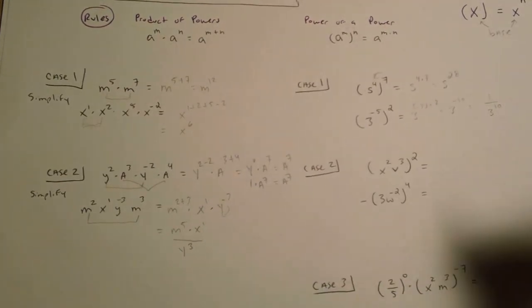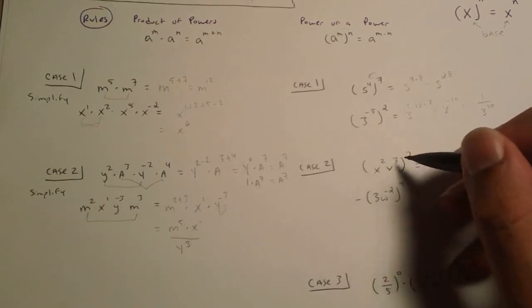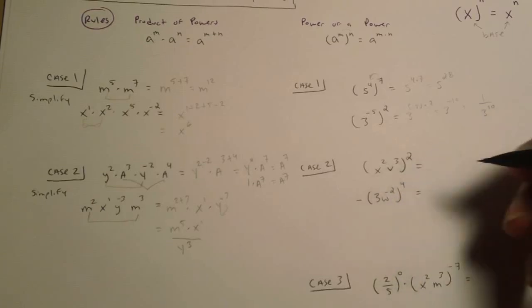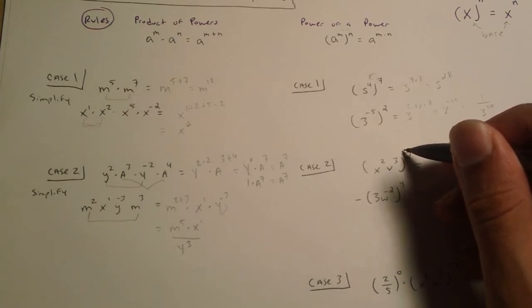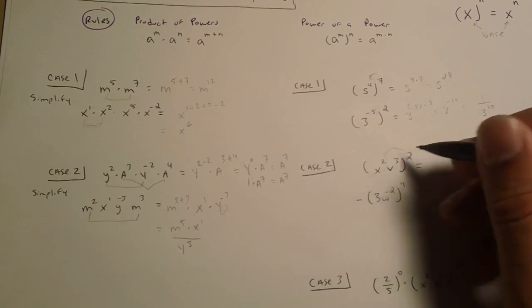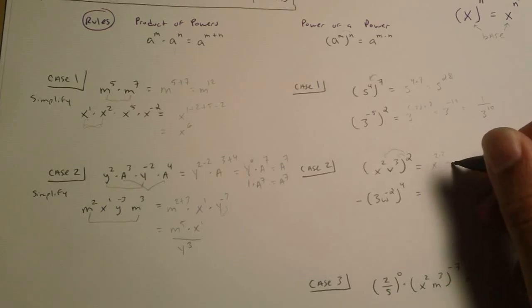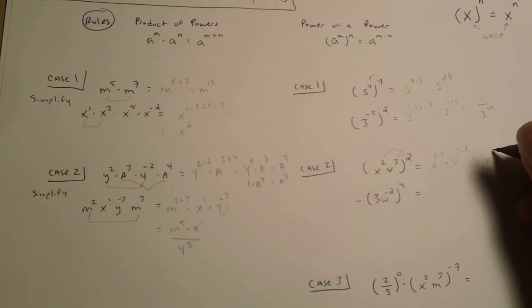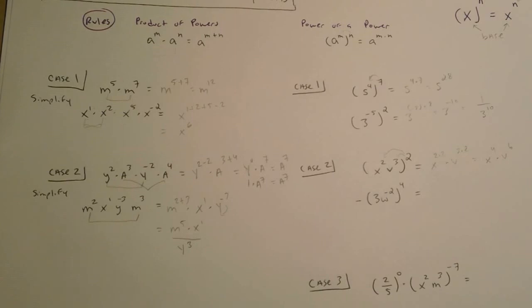Now, for case 2, you notice how we have 2 different terms inside our base. We have x squared and v to the 3. Then all that within the base is raised to the power of 2. It doesn't matter, we're going to distribute. We're going to have to distribute to both of these terms. So we have 2 times 2 and 2 times 3. So x to the 2 times 2 times v to the 3 times 2, which would equal x to the 4th times v to the 6th. And that's our simplified form.